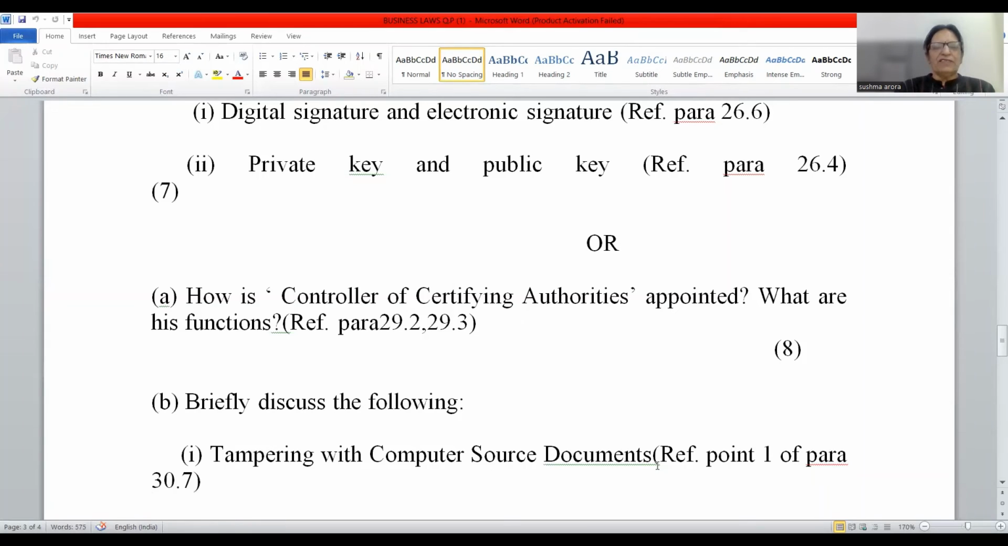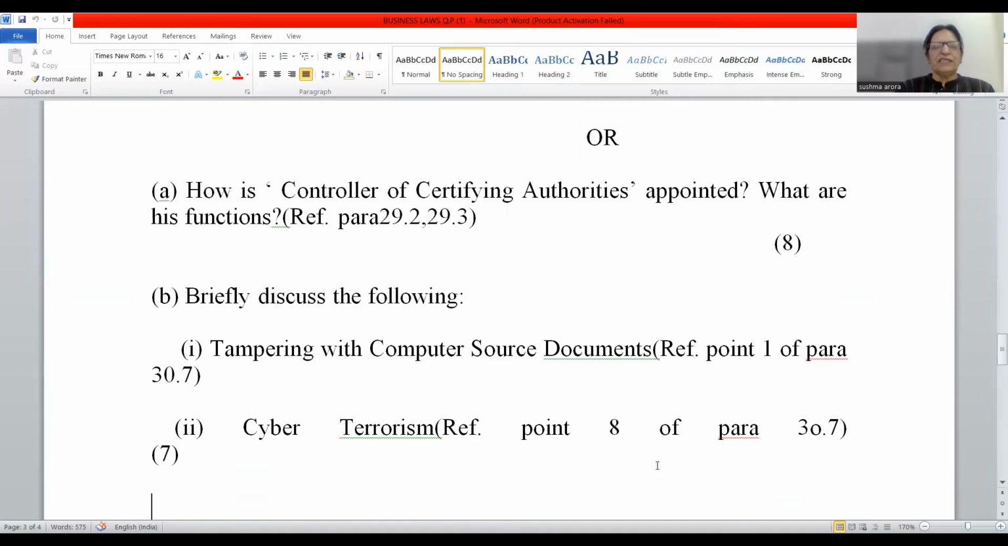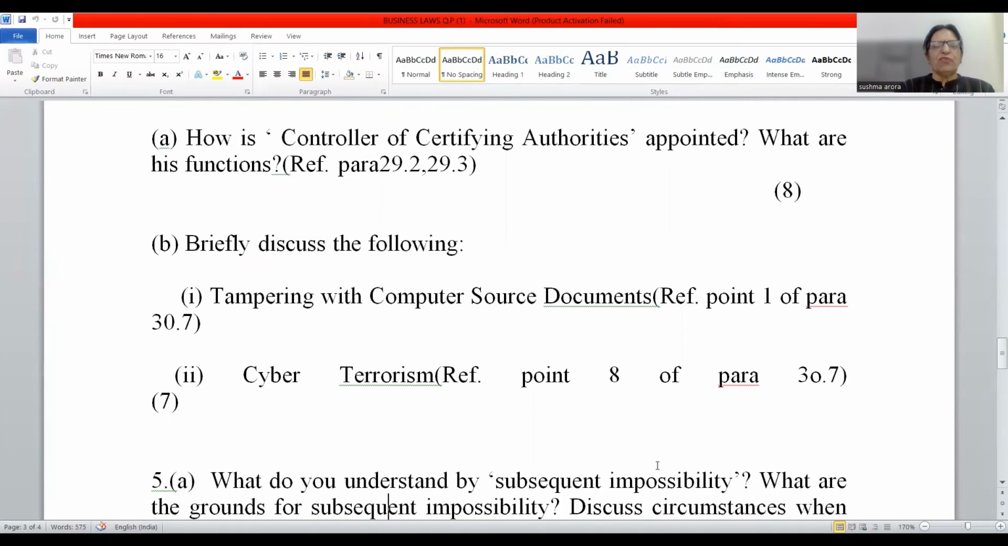5 points are there. With sub points, you will have to write all these points in order to get good marks. Cover all the points, friends. Then discuss briefly the following.